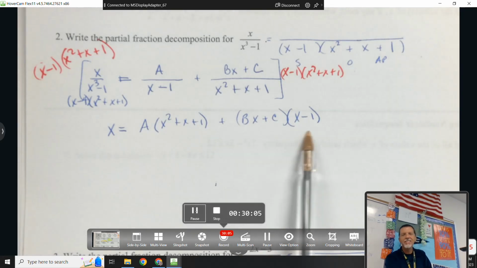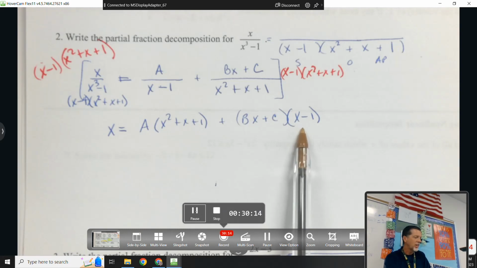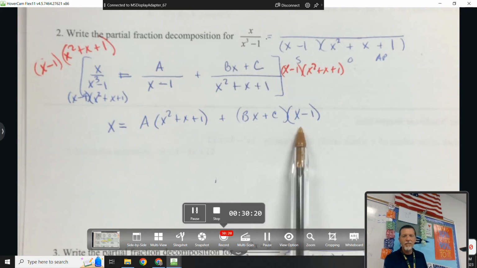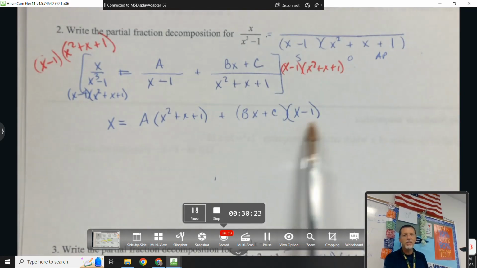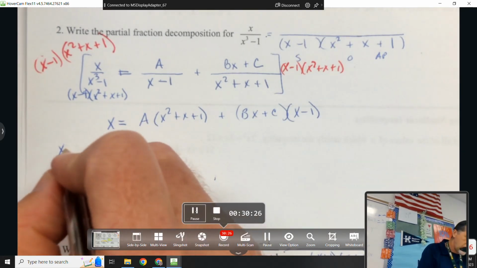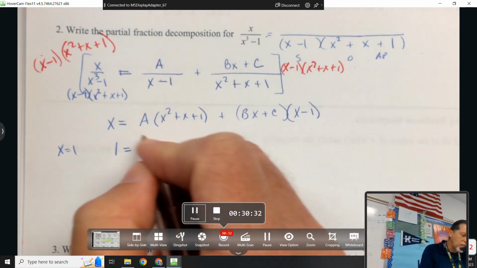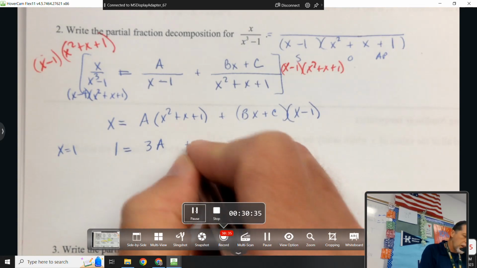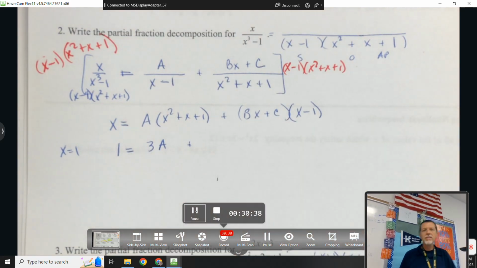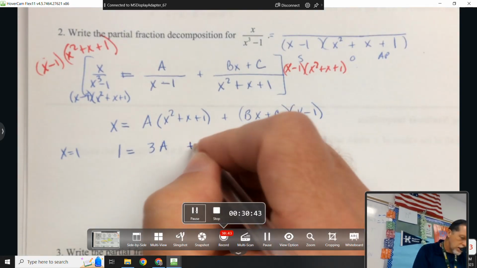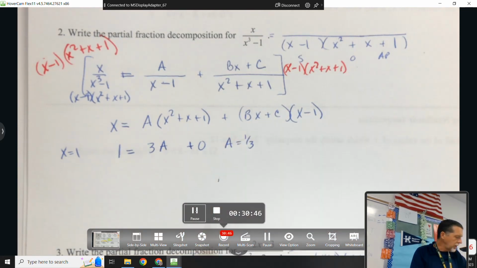Oh, that's kind of ugly. I don't know if I want to FOIL that yet or just leave that alone. I think I want to leave it alone for now. I may have to FOIL it eventually. So what do you want to pick for x? 1. In fact, speaking of not FOILing it, let's pick x equals 1 and it would wipe all that out. And again, 1 plus 1 plus 1 is 3. So 3a plus all that's 0, so it doesn't matter. That's why we picked 1, to wipe all of this out. So a is 1/3. Well, lovely. You got a fraction to mess with.